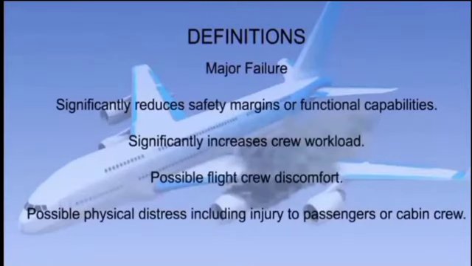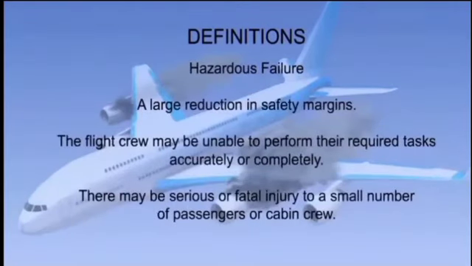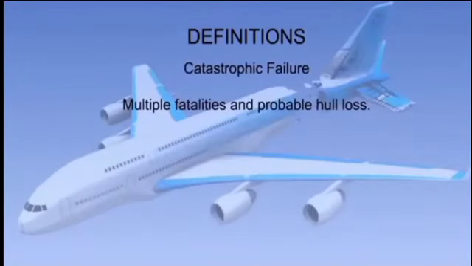Another type is the hazardous failure, which will reduce the capability of the plane or crew to cope to the extent that there will be a large reduction in the safety margins. The conditions may cause physical distress to the crew so that they are unable to perform the required tasks accurately. There may be some serious or fatal injuries to the passengers or cabin crew. And finally, the catastrophic failure will result in multiple fatalities and probable hull loss.